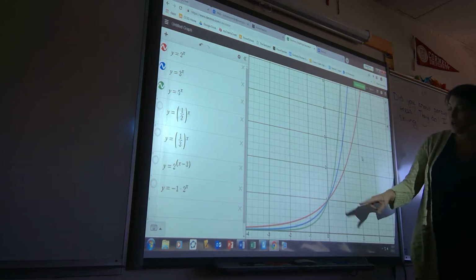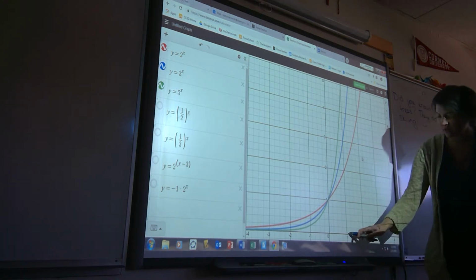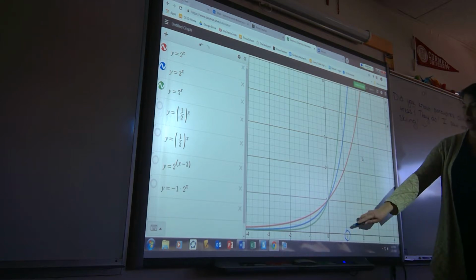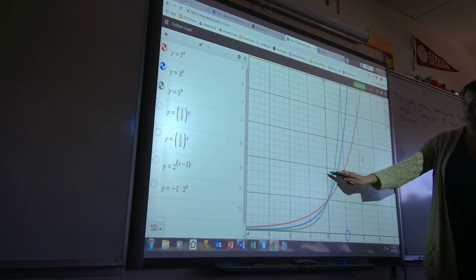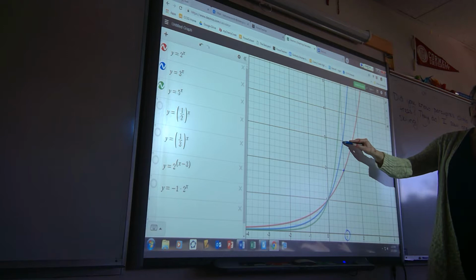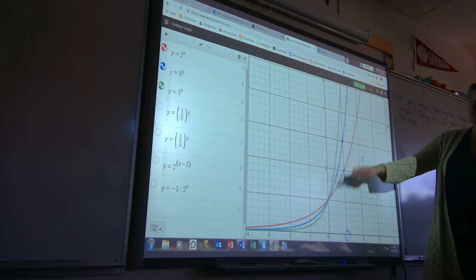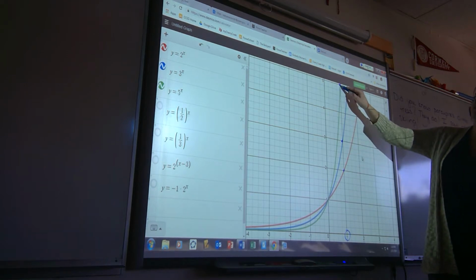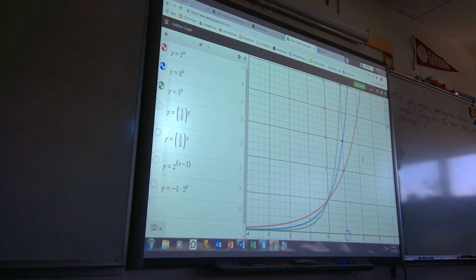So then if you look at the next point, when x is positive 1, you'll notice the red graph has a y value of 2. The blue graph has a y value of 3. The green graph has a y value of 5. All right, so they grow.